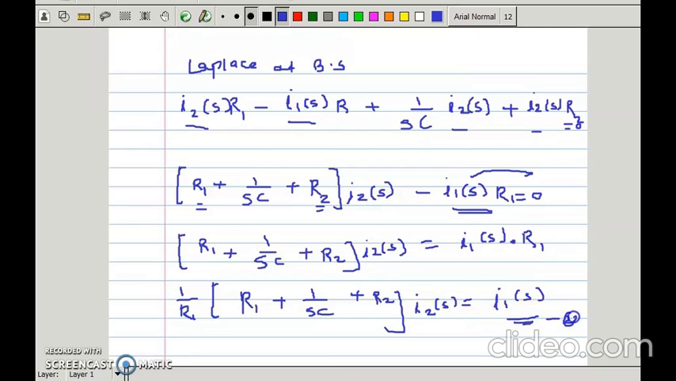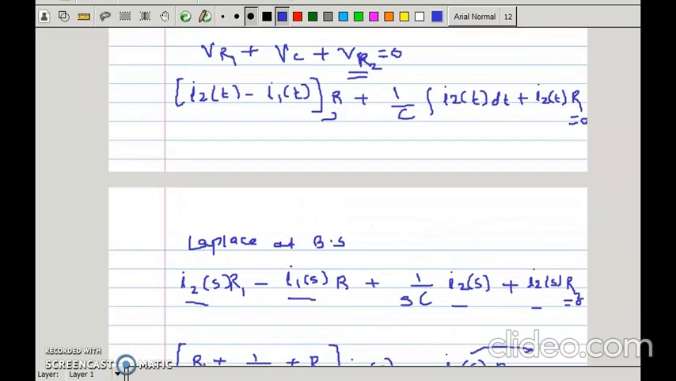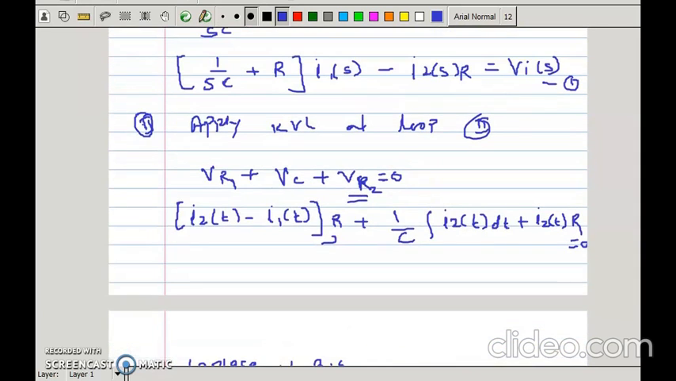Can we put this value of I1 into equation number 1? Where is equation number 1? This is equation number 1. So can we put the value of I1 here? Then we get the I2 equation completely. Let's put the value of I1 here.